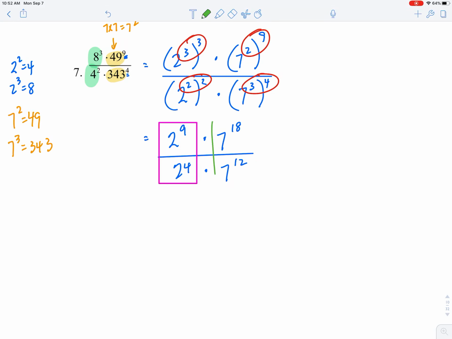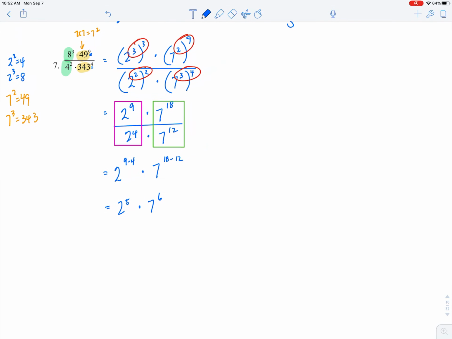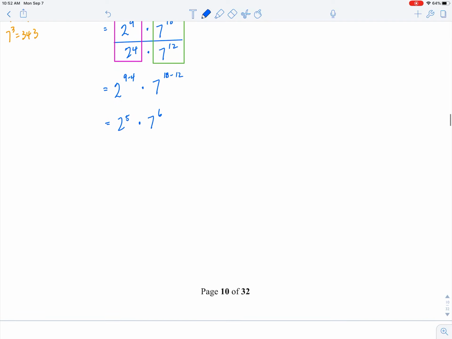Interesting shape. We'll try a rectangle again. So I'm going to use the division rule for the base 2 and then for the base 7. And the division rule would be subtract. So 2 to the 9 over 2 to the 4 is 2 to the 9 minus 4, which is 2 to the 5. And that's going to be multiplied by 7 to the 18 minus 12, which is 7 to the 6. So our final answer is going to be 2 to the 5 times 7 to the 6.